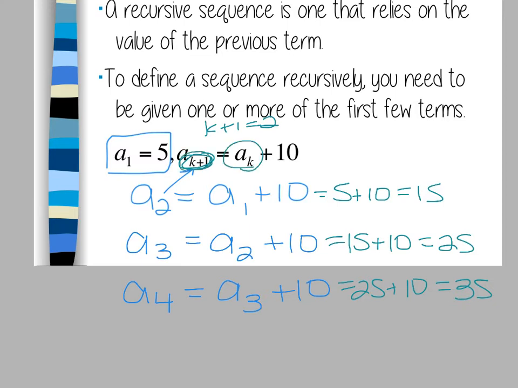If I'm looking for the 5th term in the sequence, if I'm looking for a sub 5, then I would have to plug in a sub 4. Okay. Does that make sense? Okay.